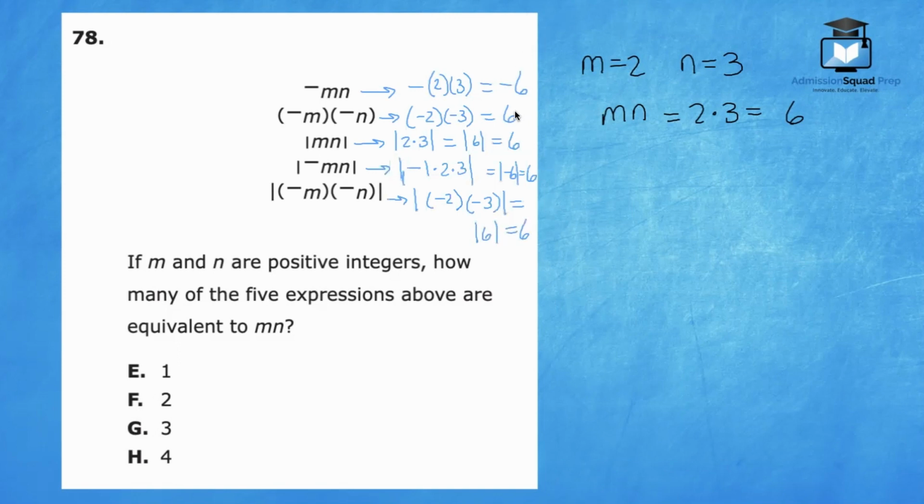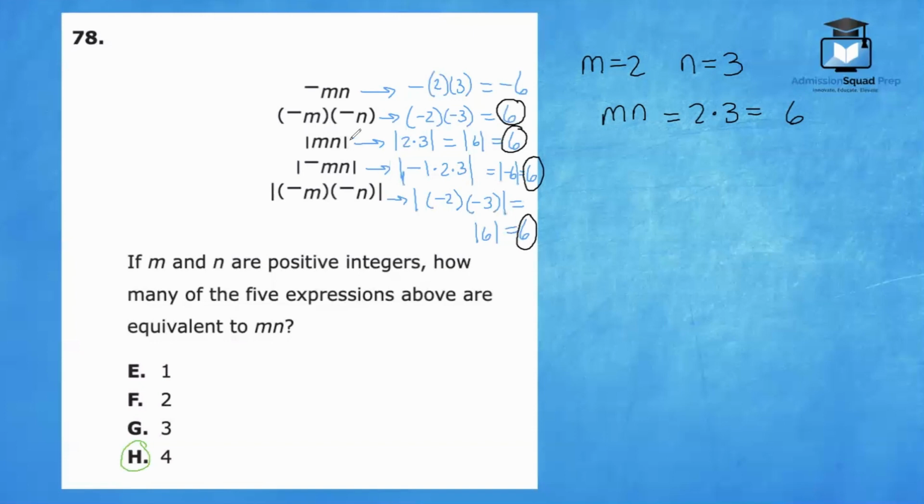After taking a look at the expressions, the second one, the third one, the fourth one, and the fifth one are all equivalent to positive 6. So answer choice H is the correct answer. If we take a look at the actual expressions just to evaluate what's going on, we know that a negative times a positive is going to give us a negative. So that's going to be different. A negative times a negative is always a positive. So that one makes sense.